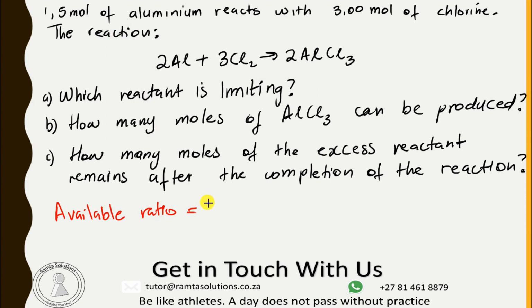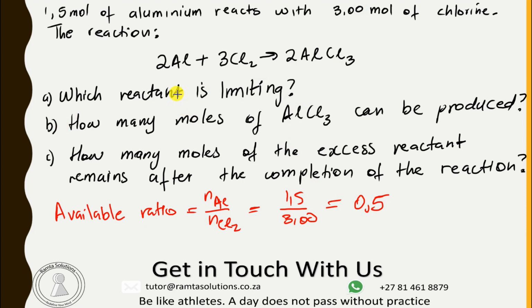Let's say I will take aluminum. I will take number of moles of aluminum over number of moles of chlorine. So what are they? Number of moles of aluminum is 1.5 moles, while number of moles of chlorine is 3.00. Even if I had written 3, it's okay. So this looks to me like it's 0.5. So the available ratio is 0.5.